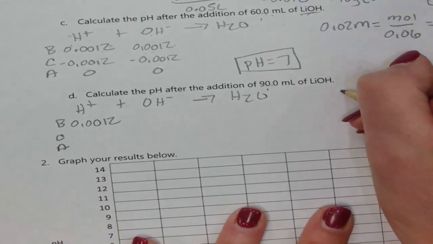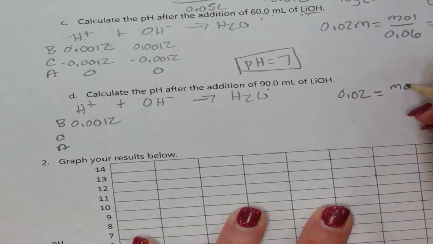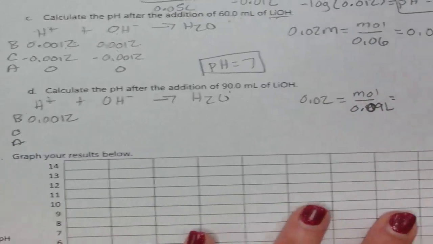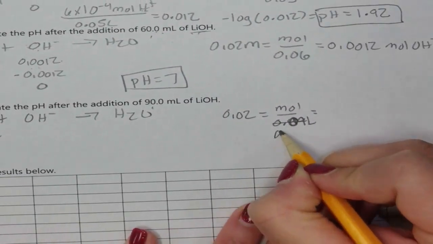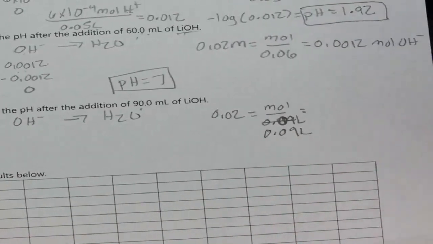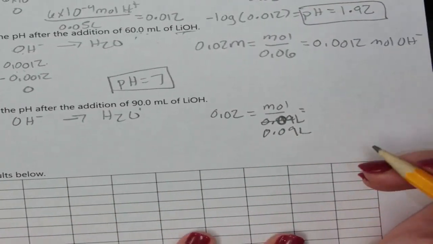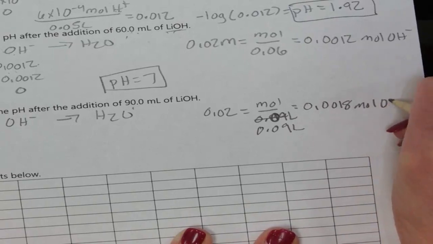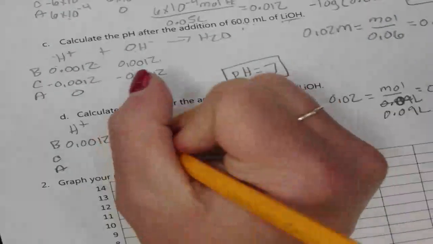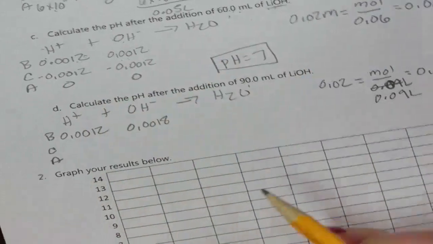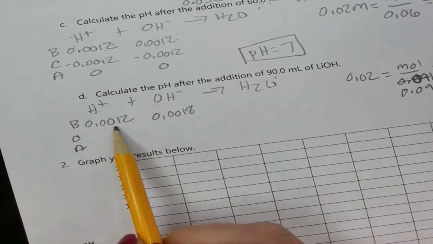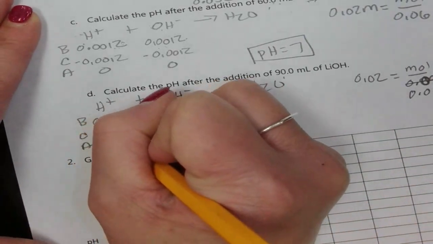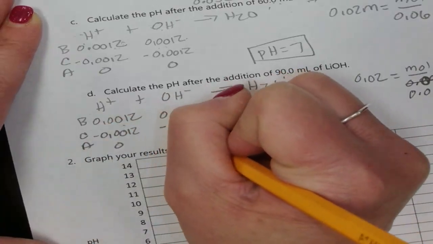The concentration is still 0.02, but in this case, I am now adding 90 milliliters, which is 0.09 liters. So when I solve for the moles here, I'm finding that I have 0.0018 moles of hydroxide. So this value goes into my Rebecca chart. Now, again, it's a 1-to-1 ratio. 0.0012 is the smaller value, so this is my limiting reactant. This is what's going to get used up, causing this completion of the reaction.